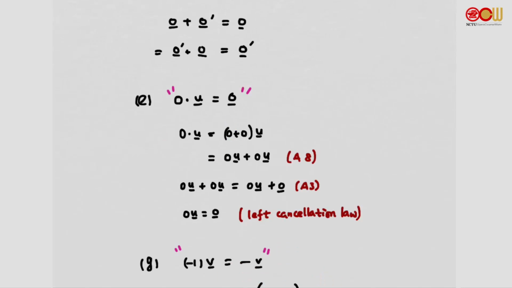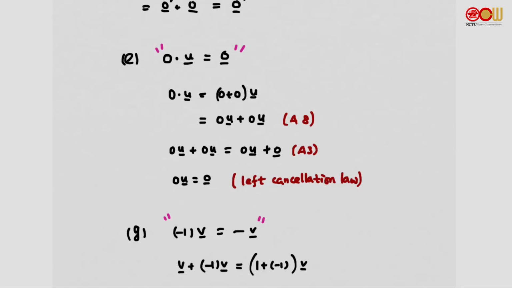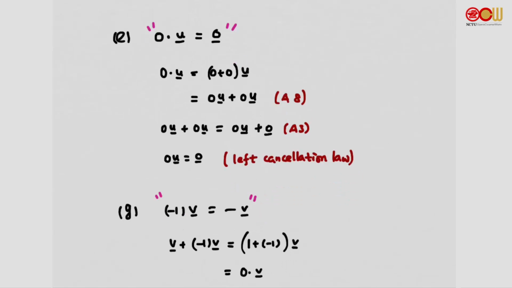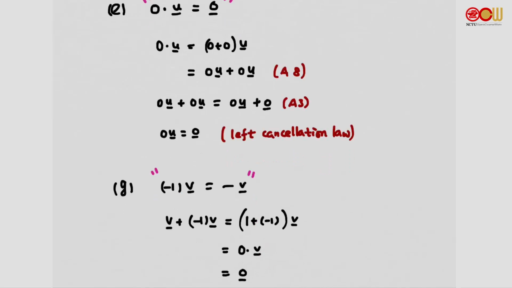For g, we want to show that scaling v by -1 will give us the additive inverse of v. We know that the sum of v and its additive inverse is a zero vector, right? So let's try to sum up v and this vector here. Then this is the same as v scaled by this sum, 1 plus -1. And this is v scaled by 0. And in e, we already know when a vector is scaled by 0, we get the zero vector. So the result is the zero vector, and this shows that the sum of these two is indeed the zero vector.